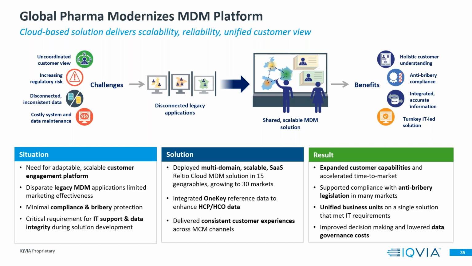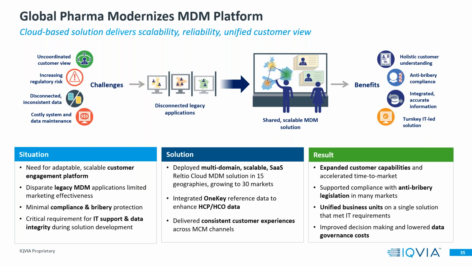In terms of the solution, their global headquarters were really interested in having more advanced MDM capabilities and functionality that Ajay was showing, and they wanted it deployed in more countries. They were also interested in a flexible, scalable SaaS solution, and they were a very big user of IQVIA OneKey reference data. It made business sense to have the best technology and best data come together through IQVIA, and that's where they chose the IQVIA MDM solution.